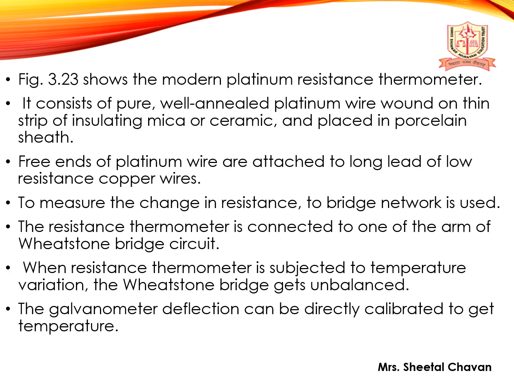Figure 3.23 shows the modern platinum resistance thermometer. It consists of pure, well annealed platinum wire wound on thin strip of insulating mica or ceramic and placed in porcelain shield. The free ends of platinum wire are attached to the long lead of low resistance copper wire. To measure the change in resistance, a bridge network is used. The resistance thermometer is connected to one of the arms of the Wheatstone bridge circuit. When the resistance thermometer is subjected to the temperature variation, the Wheatstone bridge circuit gets unbalanced. The galvanometer deflection can be directly calibrated to get the temperature.